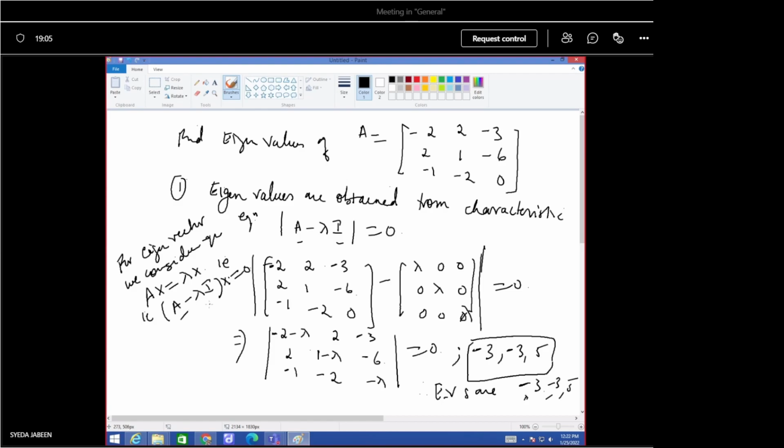Now you know A, you know lambda. एक एक करके lambda ले लो. So lambda is -3 repeated है, तो इसमें एक ही का ले लेना. So when lambda is -3 and I is given, you get a system of equation. Now you solve that equation. By row transformation you can solve, or you can do the normal addition subtraction also.